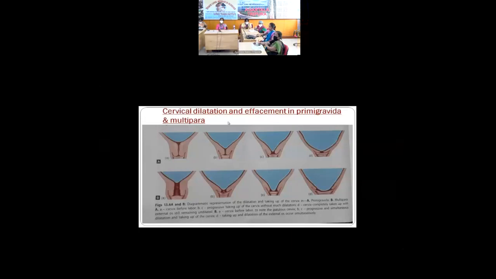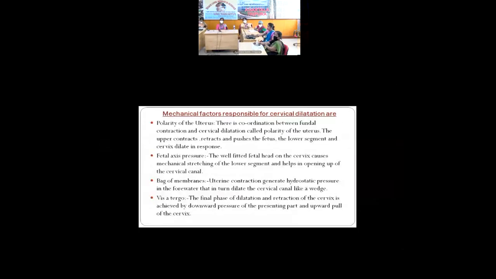This is the picture I have shown. This is in case of primigravida. The upper row is for the primigravida and the second row is for the multigravida. Chemical factors responsible for the cervical dilatation, polarity of the uterus, fetal axis, membrane. These are the factors which help in cervical dilatation.